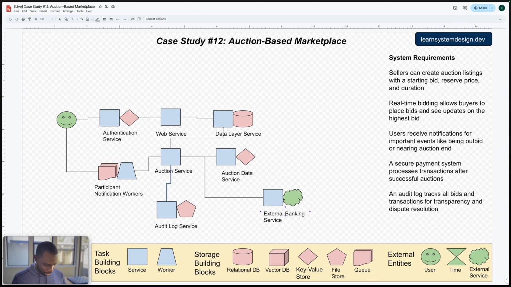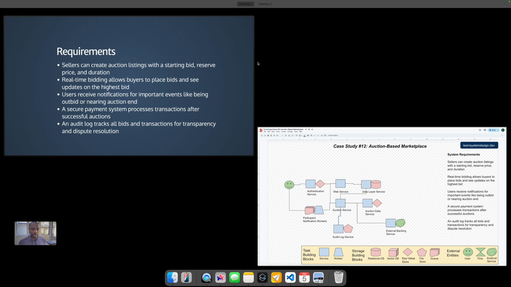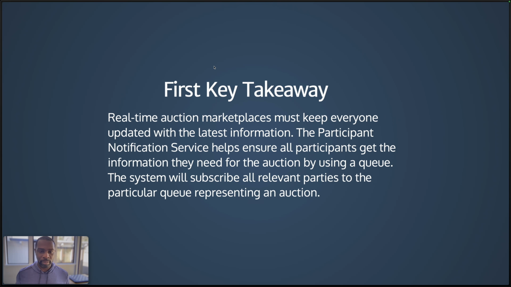All right, now thank you so much. Let's go to our key takeaways. First key takeaway: real-time auction marketplaces must keep everyone updated with the latest information. Our participant notification service, I changed to workers in order to more adequately update the user, helping ensure all participants get the information they need from the auction by using a queue. The system will subscribe all relevant parties to the particular queue representing an auction.